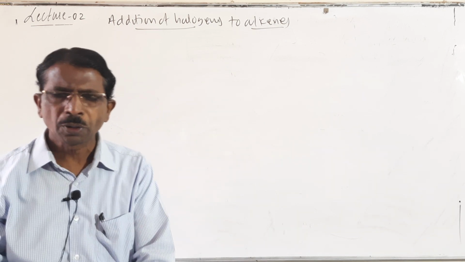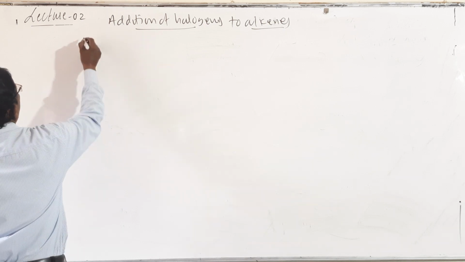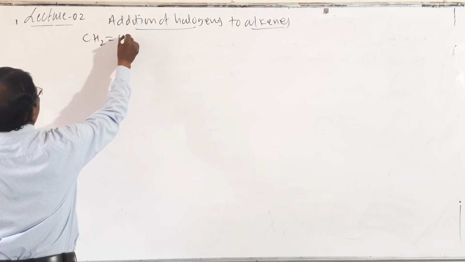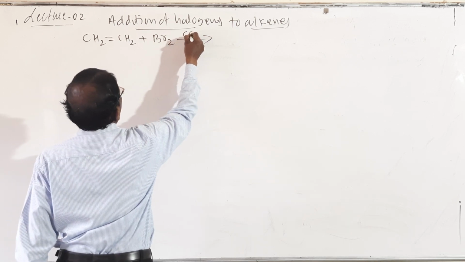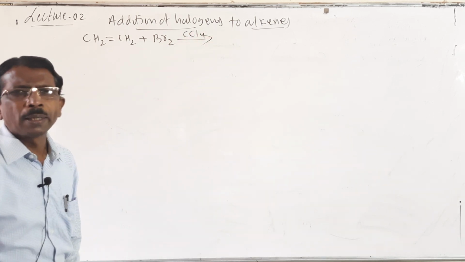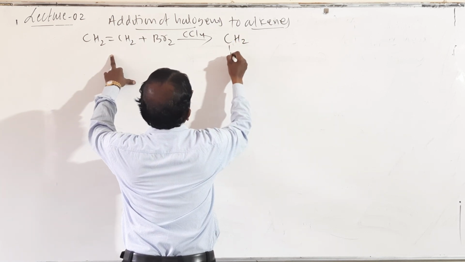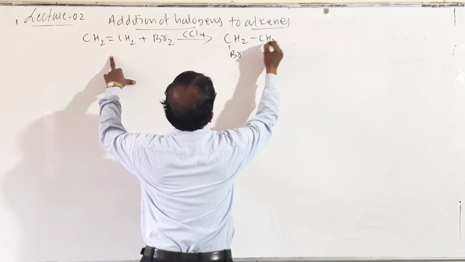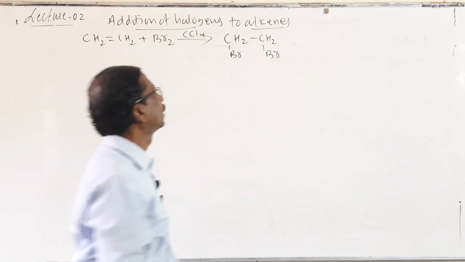Addition of halogens to alkenes. Very simple. When ethene is treated with bromine in presence of carbon tetrachloride, so here CH2Br, CH2Br. So these are also called vicinal dihalides.